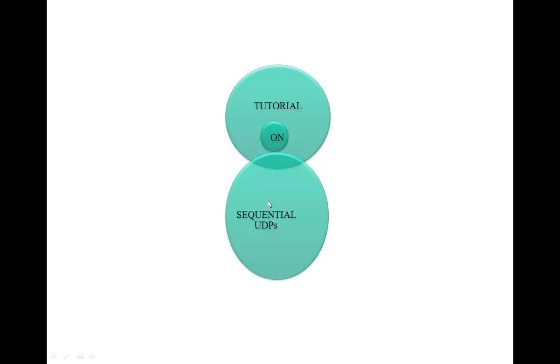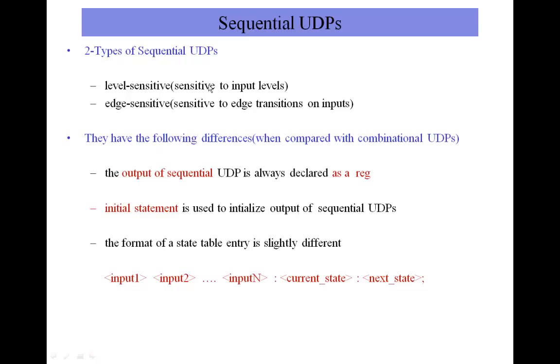This tutorial is on sequential UDPs. There are two types of sequential UDPs. One is level sensitive, the other is edge sensitive. Level sensitive is sensitive to input levels. Edge sensitive is sensitive to edge transitions on inputs.